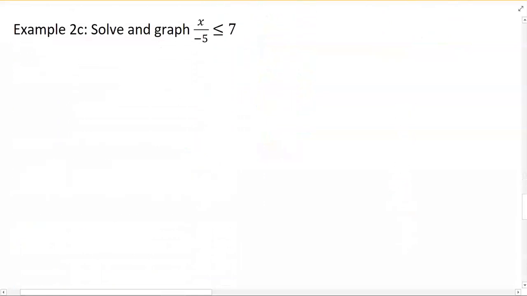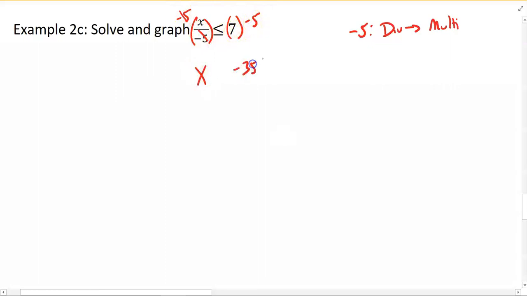Here we have x over negative 5 is less than or equal to 7. In this problem, the negative 5 is attached to the x by division. So to undo it, I need to multiply. And so we're going to multiply both sides by the negative 5. So the negative 5 and the negative 5 cancel. I get the x. 7 times negative 5 is negative 35.